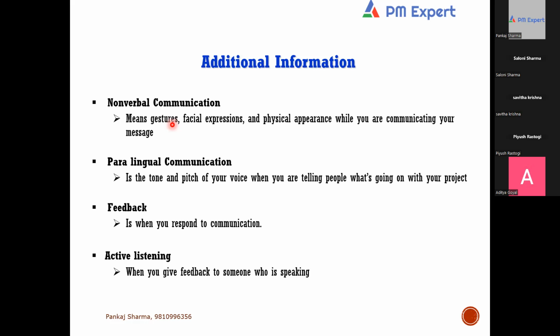For example, if there is a conference going on and somebody comes late, there are multiple ways to communicate this. One way is to ask the person why you are late. Another way is, you look at your watch and look at her face or his face. Is the message passed or not? Yes, it is. So many times, through gestures, facial expressions, and physical appearance, the message can be passed.